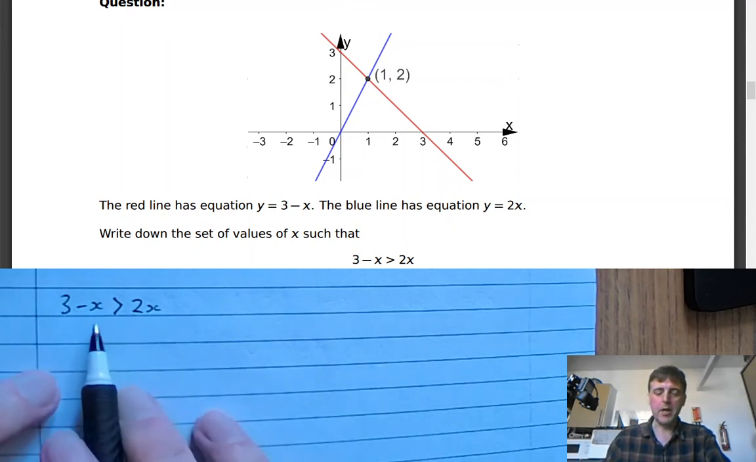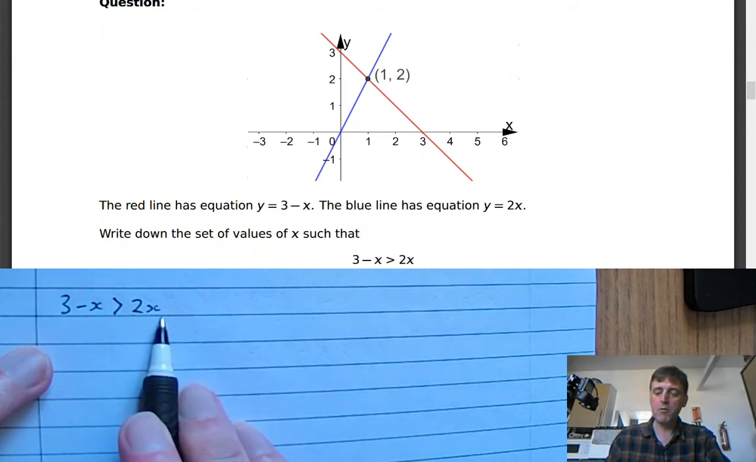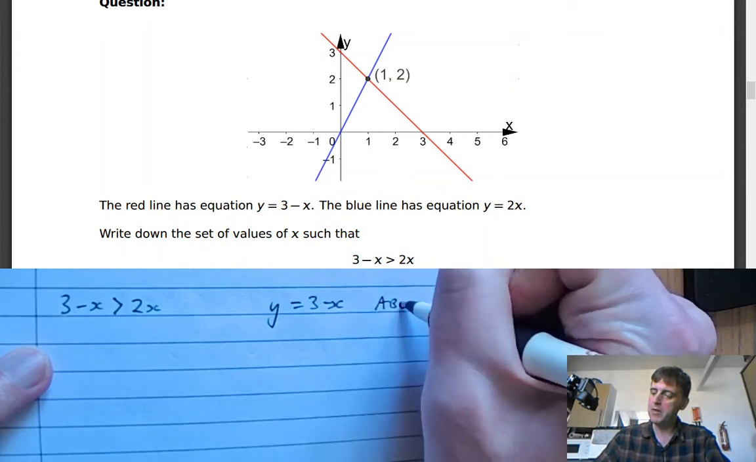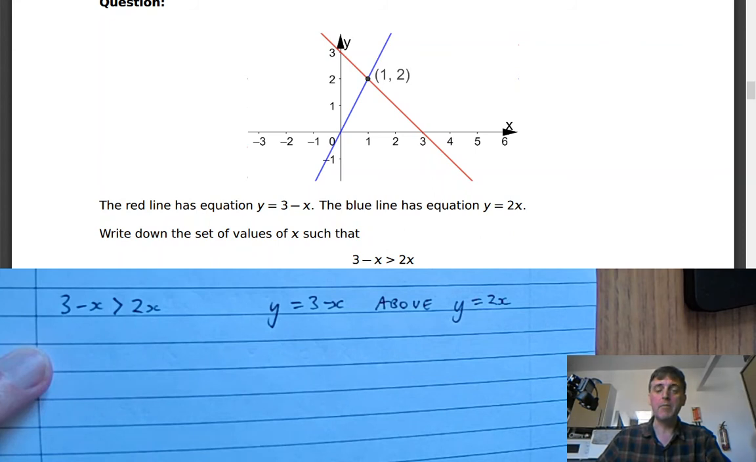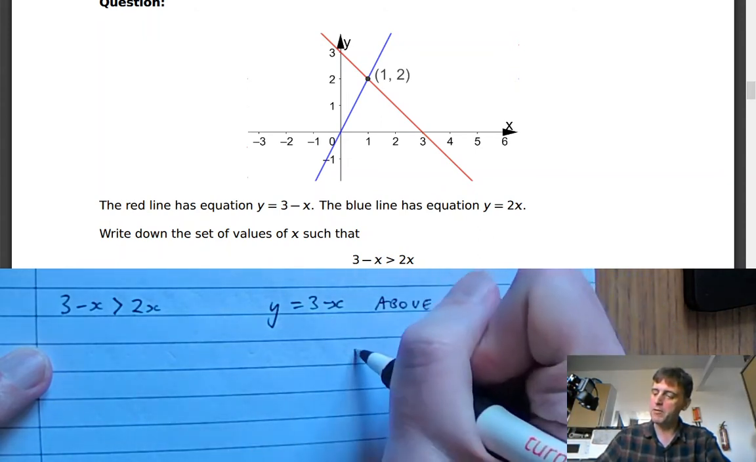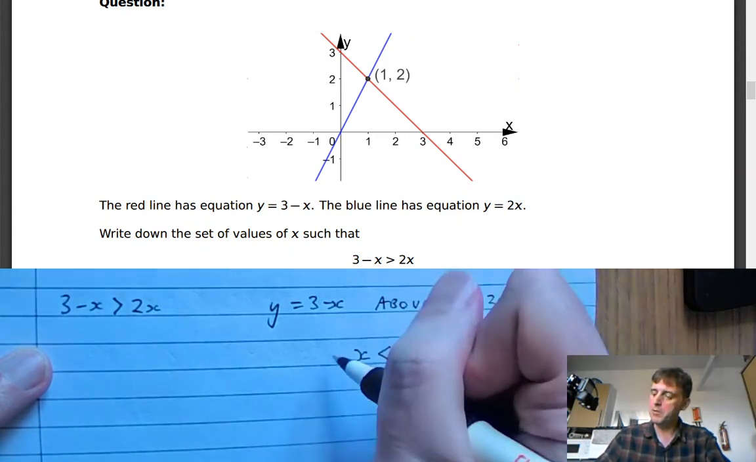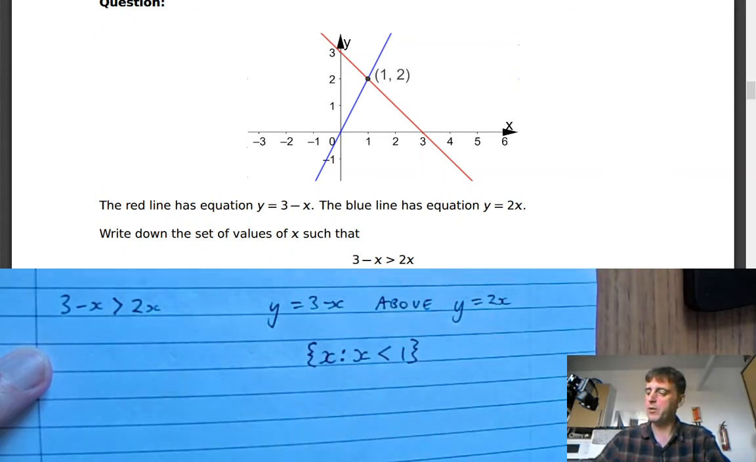Okay, so hopefully you got on okay with this. Let's just check. If we want 3 minus x to be greater than 2x, we want the graph of y equals 3 minus x to be above the graph of y equals 2x. Looking at the diagram that's already there, we can see that they intersect when x equals 1, but 3 minus x is above 2x to the left of that, so we are looking for x values which are less than 1. So all values less than 1 are going to work. Let's put that in our set notation with the curly brackets, and that is the answer we should have got.